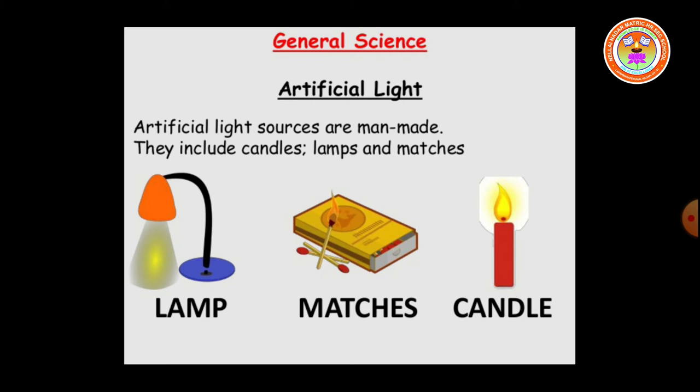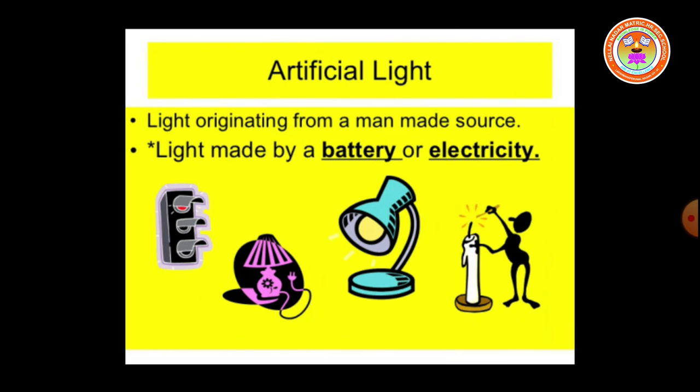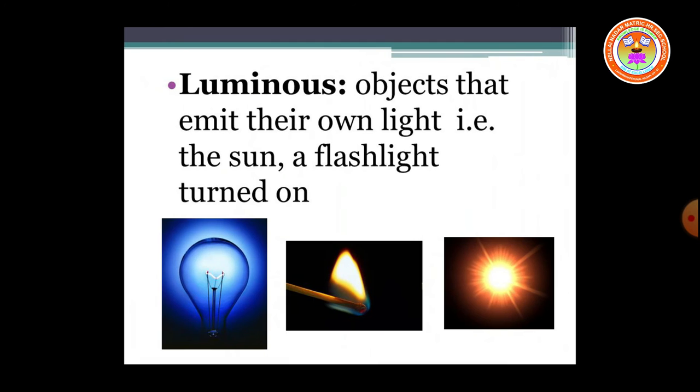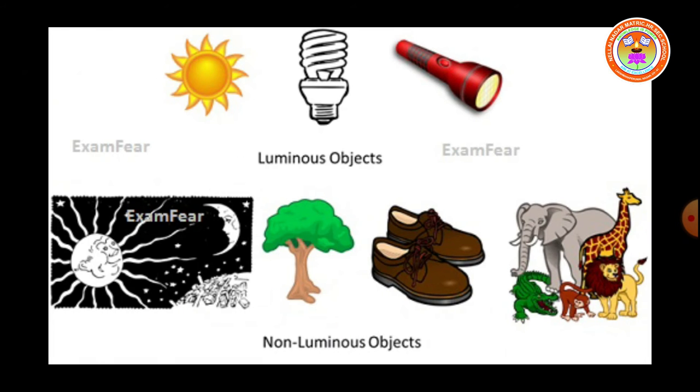Incandescent sources. Before that, you have to know what a luminous object is. Objects that emit their own light, such as the sun and a flashlight, are luminous objects. Non-luminous objects: objects which do not emit light by their own are called non-luminous objects.